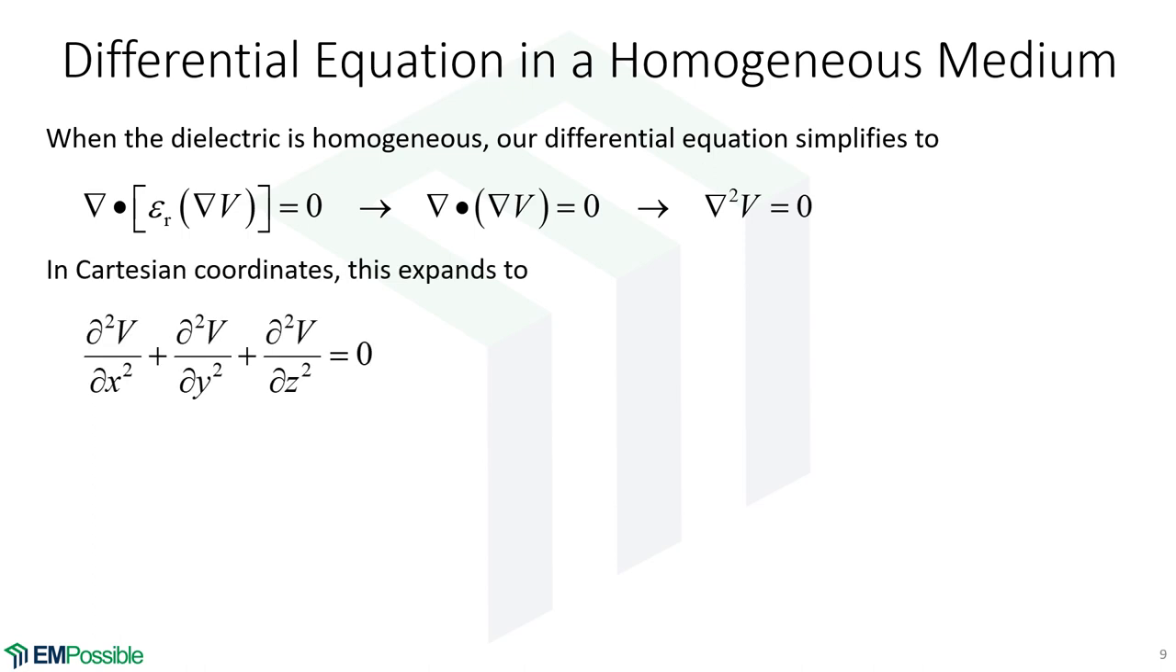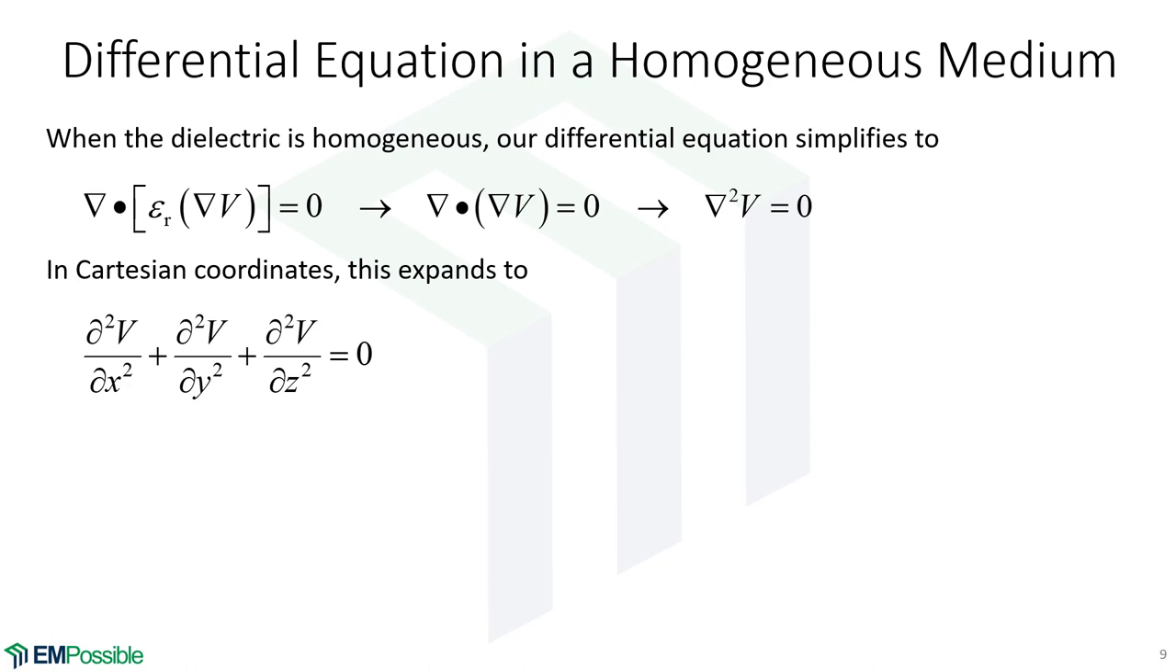So we'll need to expand this into Cartesian coordinates. And so the scalar Laplacian expanded into Cartesian coordinates looks something like this. Now, the next thing, we're analyzing our transmission line in the cross section, and we will call that the xy plane. So our signal will be traveling in the z direction.